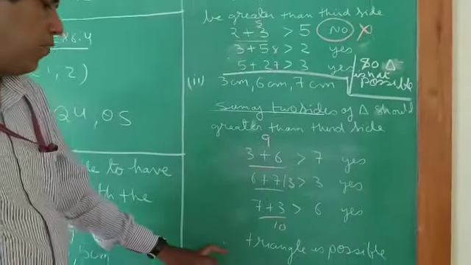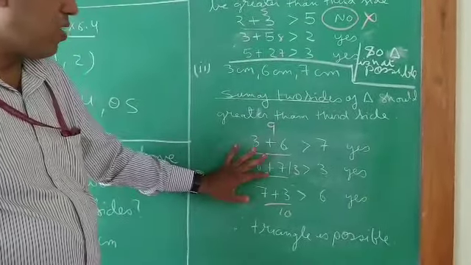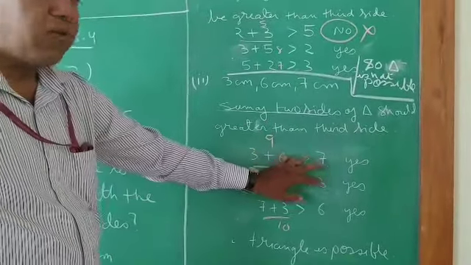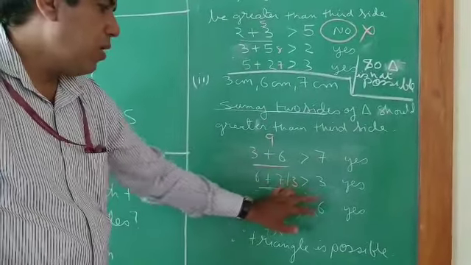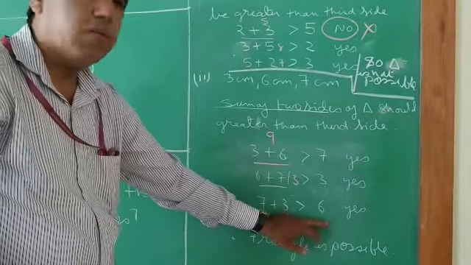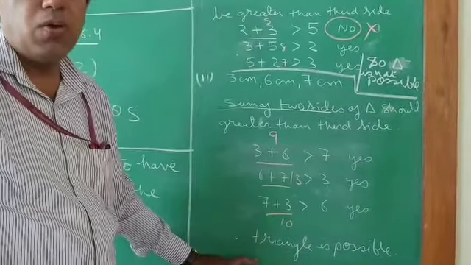Right here, and therefore, here you can see same way I checked here, 9 is greater than 7, yes. 13 is greater than 3, yes. And here 10 is greater than 6, yes. So triangle is possible.